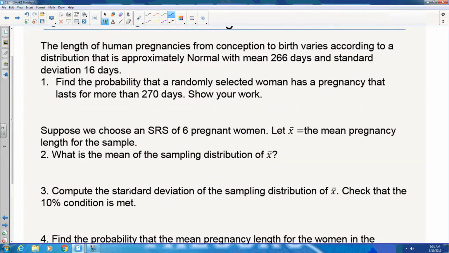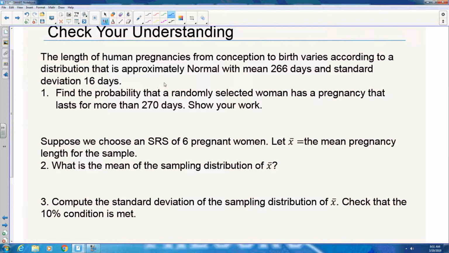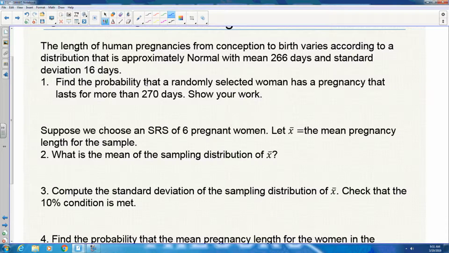So here's another example of taking a population distribution and turning it into a sampling distribution. The length of human pregnancies from conception to birth varies according to a distribution that is approximately normal. The mean is 266 and standard deviation is 16. Find the probability that a randomly selected woman has a pregnancy that lasts for more than 270 days. So this is the basic Z calculation where we're just looking at one woman. So we have here the probability that X is greater than 270.